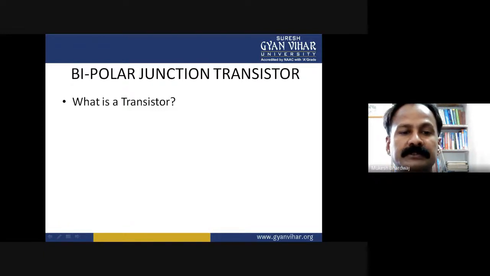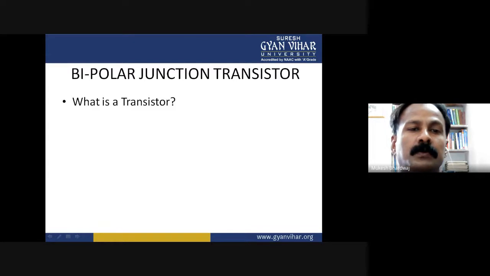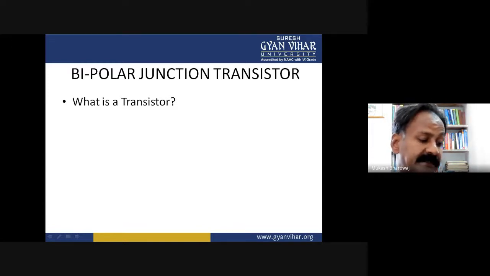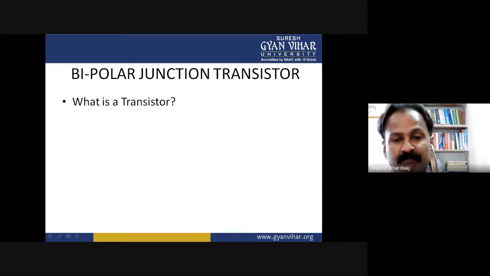Now, transistor. What is a transistor? A transistor is a semiconductor device used to amplify or switch electronic signals and electrical power. Transistors are one of the basic building blocks of modern electronics. It is composed of semiconductor material, usually with at least three terminals for connection to an external circuit. That is, it is a three-terminal device.